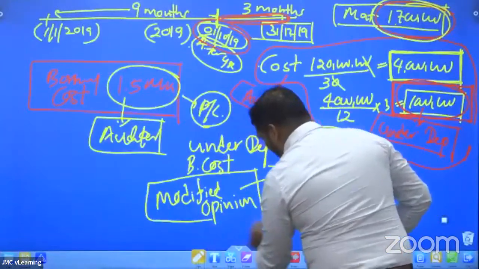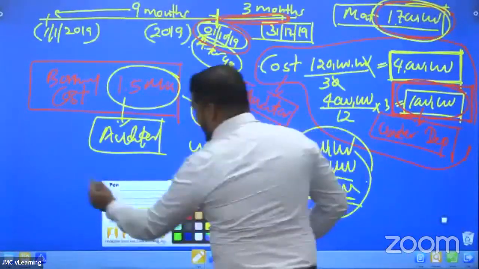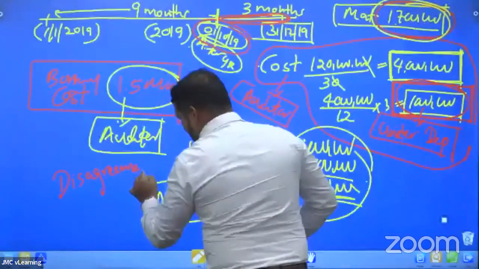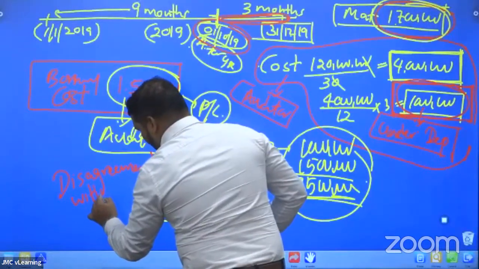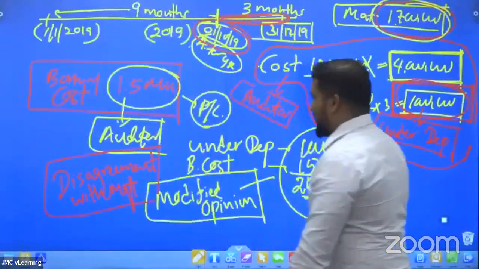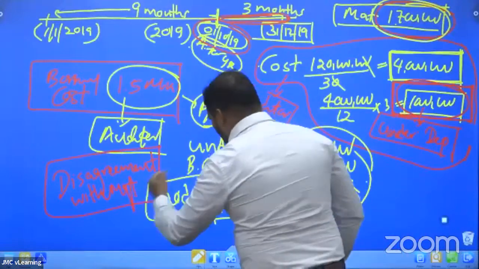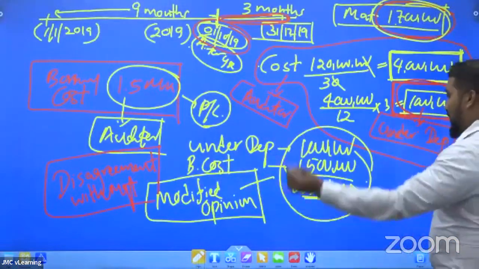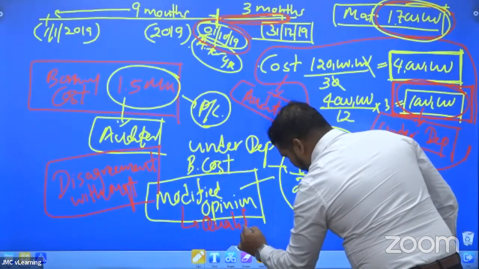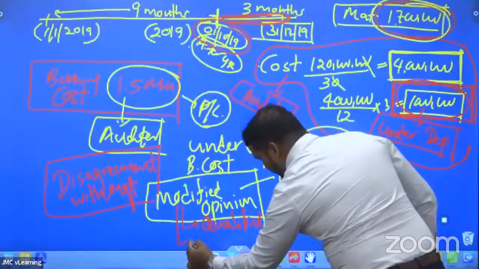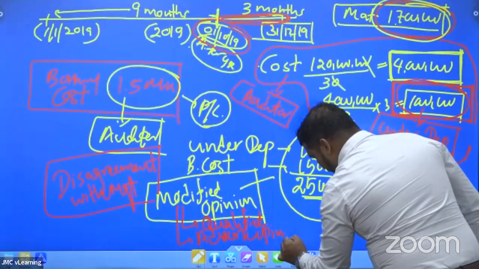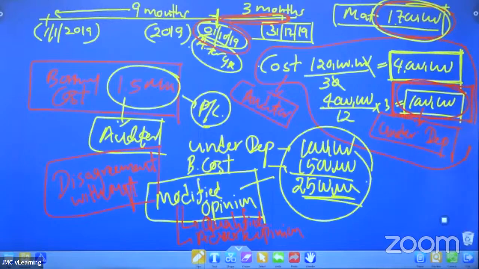You need to go for a modified opinion under which category? Under the segment of disagreement with management. So when you have a disagreement with management, you need to go for a modified opinion. When you are expressing a modified opinion, you need to take a call whether you are going for a qualified opinion or an adverse opinion.